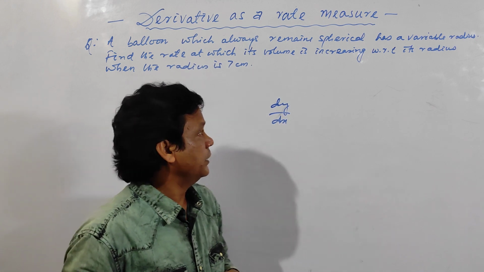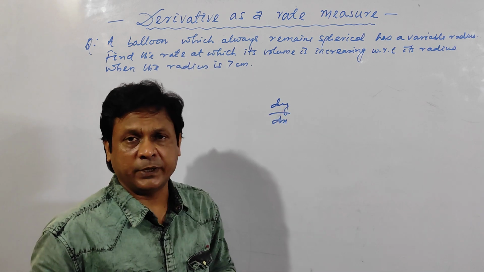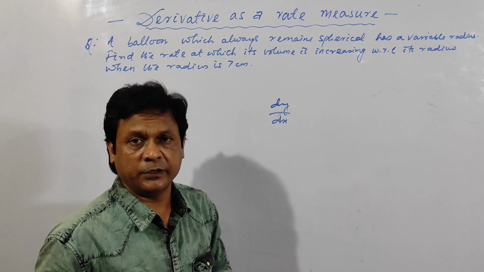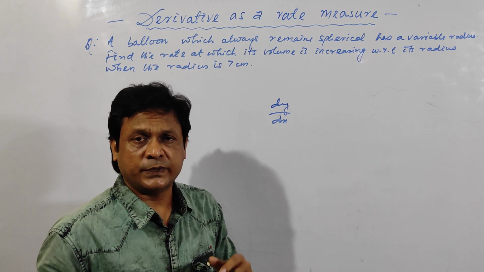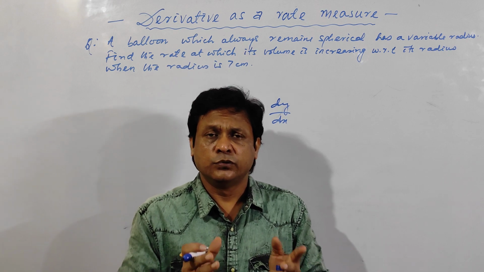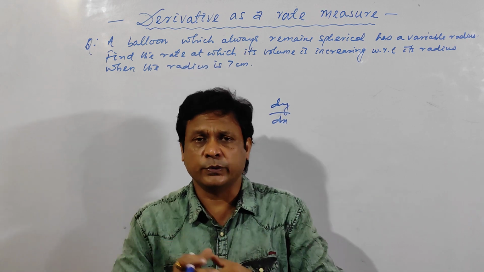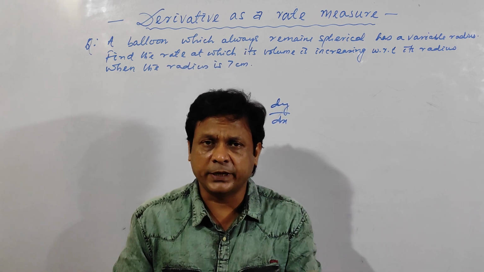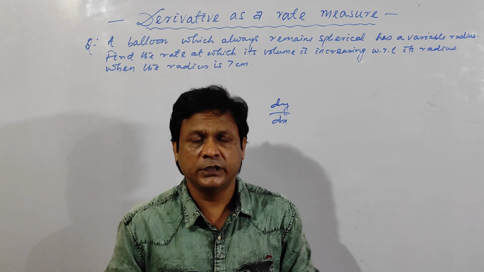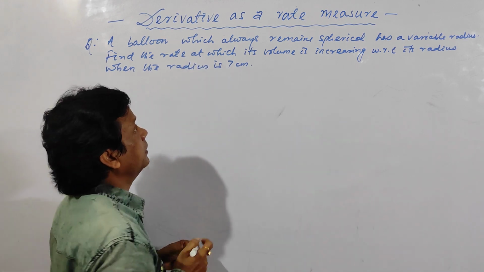Clear? See, what is y? y is the dependent variable and x is the independent variable. So first of all, you should decide which quantity depends on which quantity. That means which one is the dependent variable, which one is the independent variable. Clear? See here. What is given here?